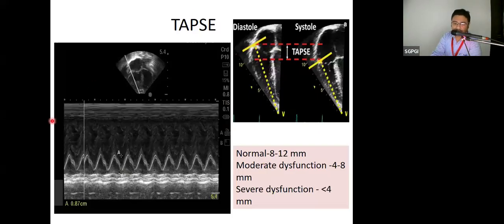So this is how the TAPSE is calculated. This is in the diastole. As you can see in the diastole, the ventricular chambers will be dilated because more blood is there. In the systole, the heart is contracted. So the amount the tricuspid valve moves from this position to this position, this is actually the TAPSE.